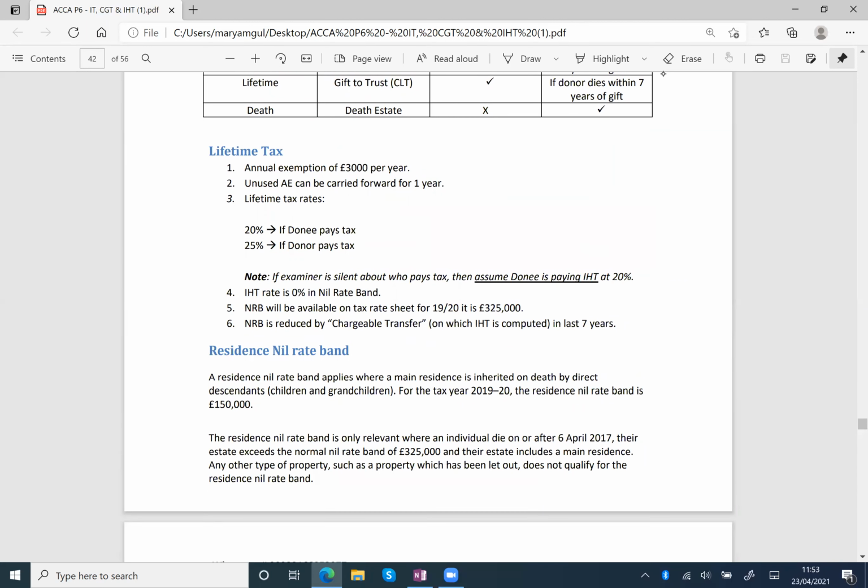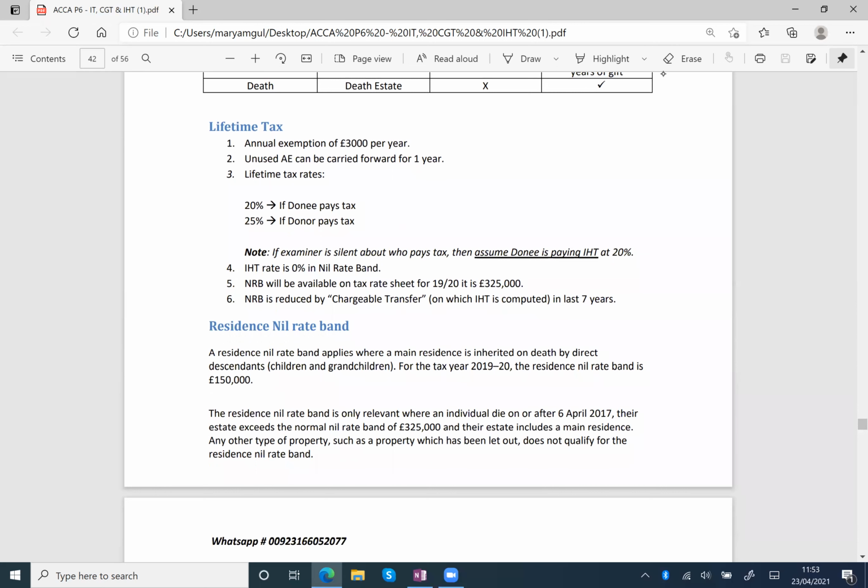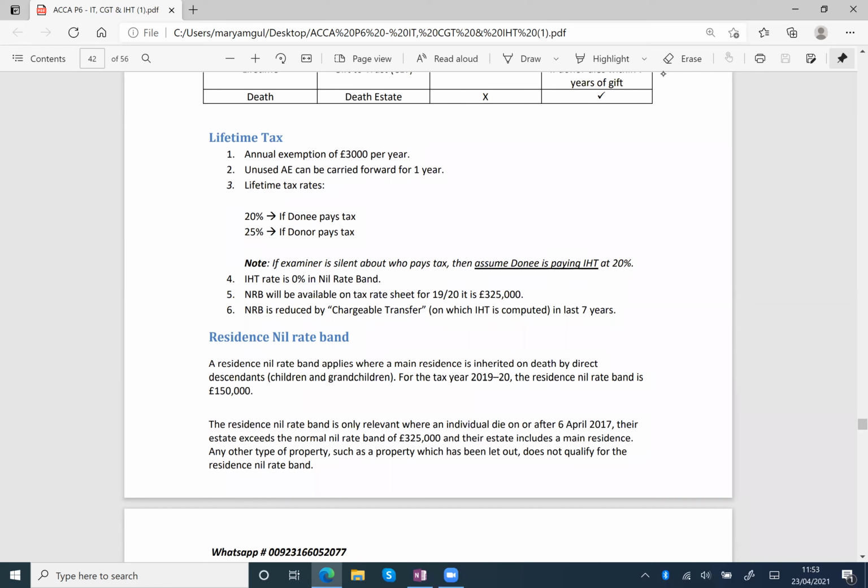So lifetime tax. On CLT you have to pay the lifetime tax on a lifetime gift. I am reading only how to pay the lifetime tax in these notes, but through a question I will tell you how to pay the lifetime tax. Okay, the question is very important. So this theory is what I am reading right now, but through the question I will discuss all these points.